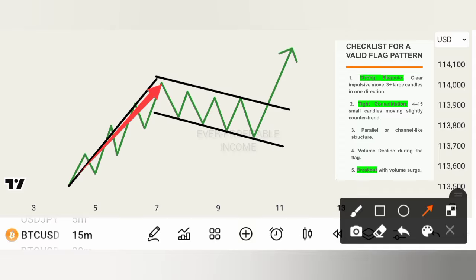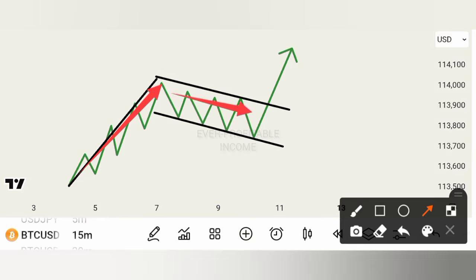Then the second point to check for is the presence of tight consolidation like we have here. There should be about 4 to 15 small candlesticks moving slightly counter trend. It should not be moving in the direction of the trend, it should be moving on the opposite side of the trend, like it's going bearish.